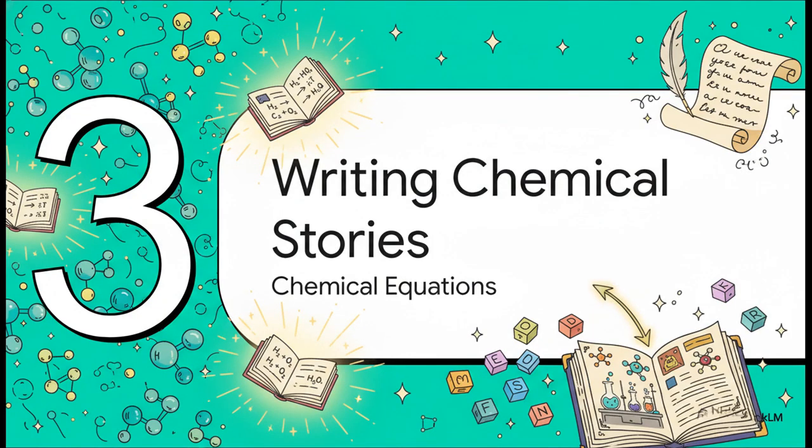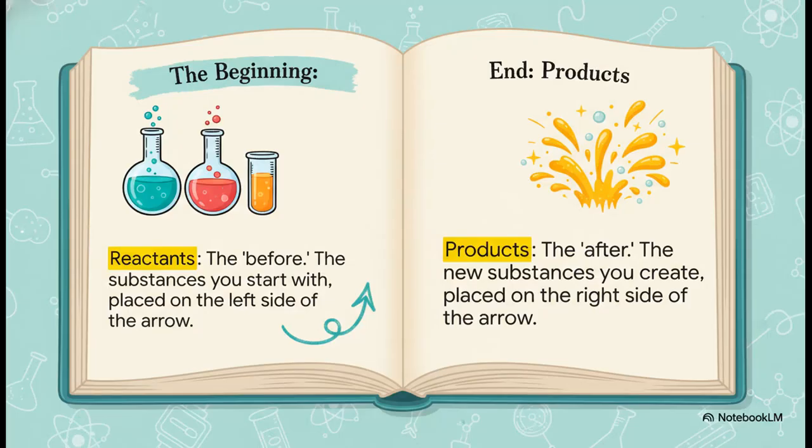Okay, we've got our letters, we've got our words. You know what comes next, right? We're ready to write a full story. In chemistry, that story is called a chemical equation, and it describes exactly what happens during a reaction. Every story has a beginning and an end. It's the same in chemistry. The beginning has our reactants. That's all the stuff you start with. And the end has our products, the brand new things you create. Reactants on the left, products on the right.